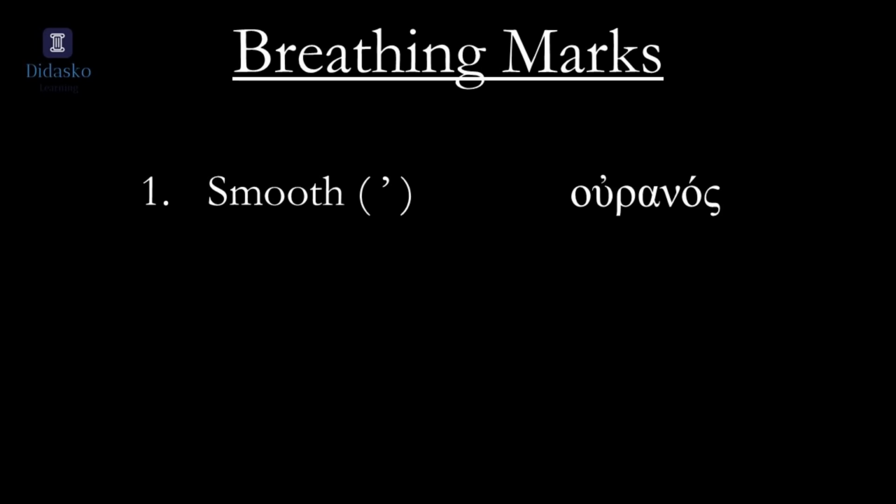Now lastly, there are breathing marks. And there are two kinds of breathing marks in Koine Greek. The first is smooth, and then there's also a rough breathing mark. The smooth breathing mark doesn't really affect pronunciation of a word at all. However, the rough breathing mark indicates the addition of an H sound, so like huh, which is a rough breathing.